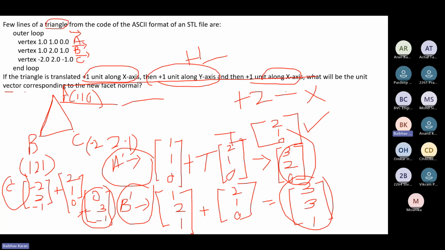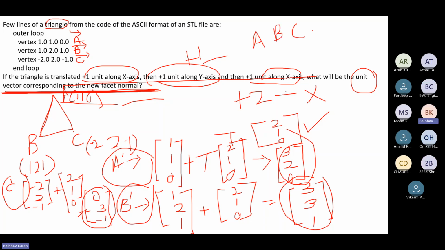Then how will you find out the unit normal? It has asked for the unit normal, right? You have points A, B, and C, which are translated to points A dash, B dash, and C dash. You have to find the unit normal of this A dash, B dash, C dash figure. How will you do that? Very easy.